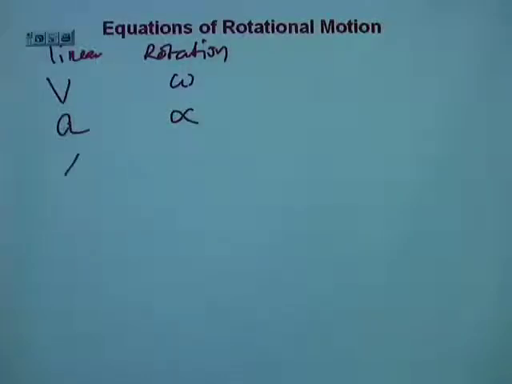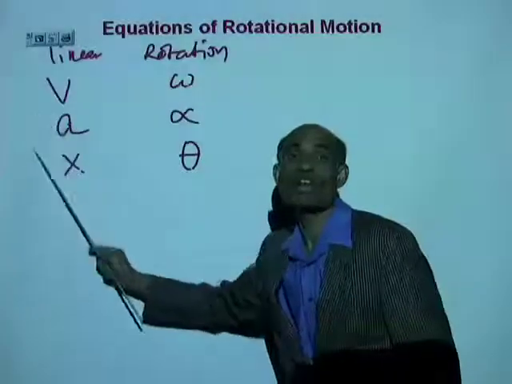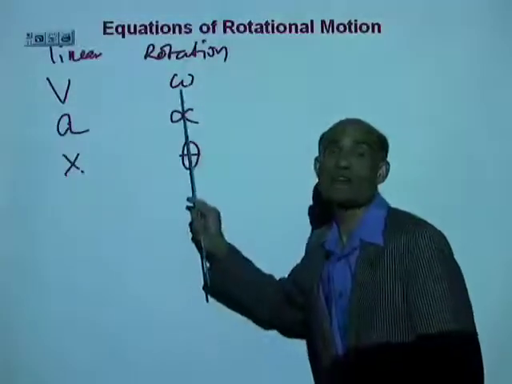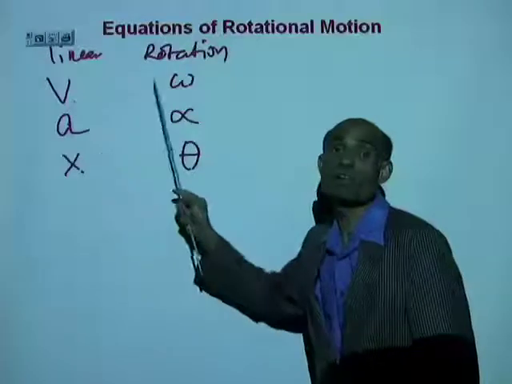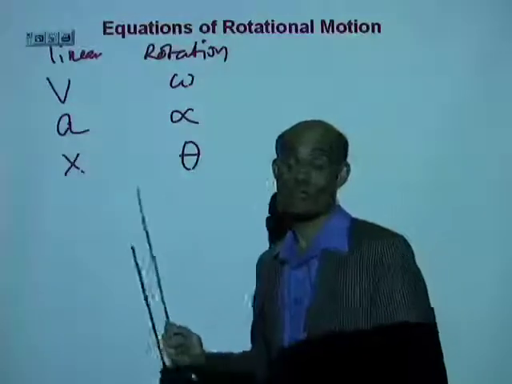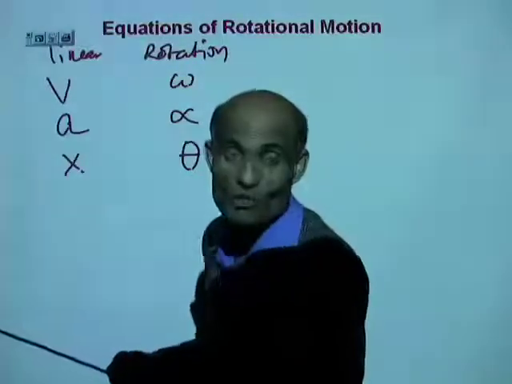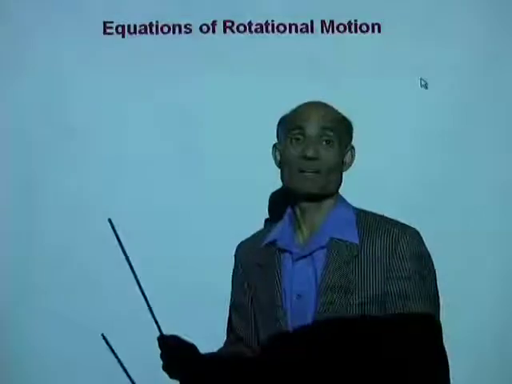Linear displacement we generally call x or y and so on. The rotational displacement is theta. So all you need to do is write down the equations for linear motion and replace your v by omega, a by alpha, x by theta. You have your equations for rotational motion. Let's do that.